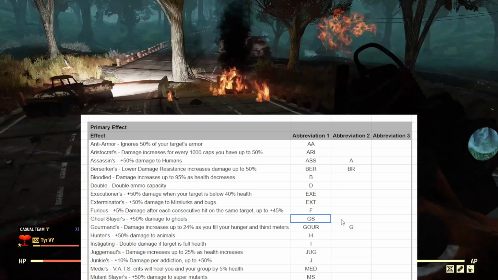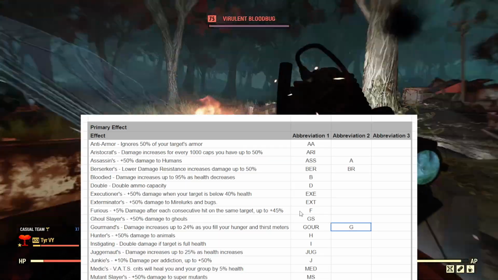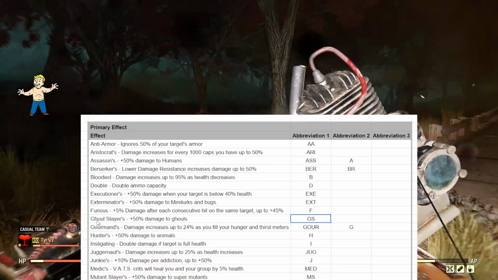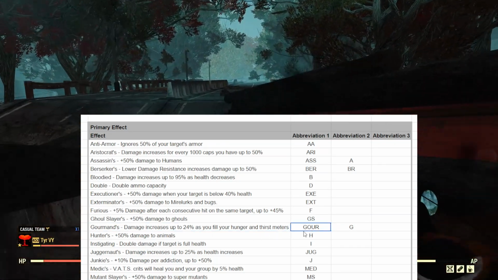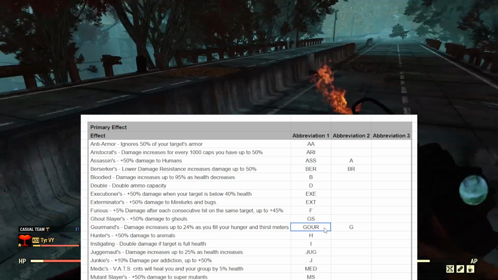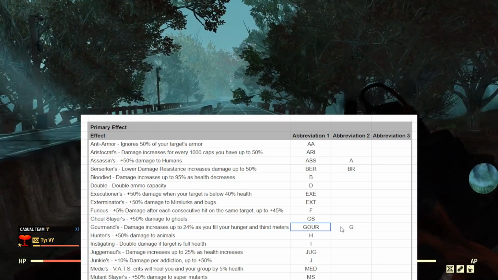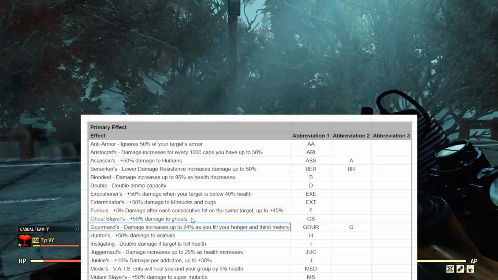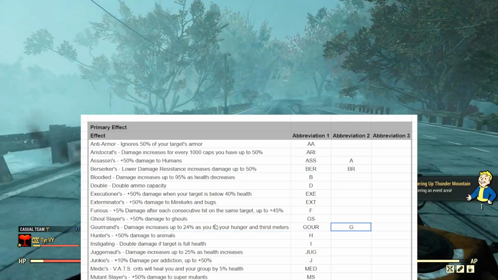However, I have seen people write it as just the letter G in the past, but that does conflict with Gormons, so most of the time it's just Ghoulslayers, GS, that makes perfect sense. Ghoulslayer, GS. Gormons, this is almost always written as GOUR, however G is pretty common for that as well. GOUR or G for Gormons. Gormons is not very popular at all, so I don't see it getting traded very often, so probably won't have to worry about that too much.